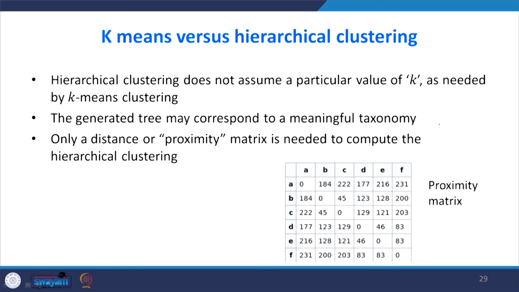Hierarchical clustering does not assume a particular value of k as needed by K-means clustering. The generated tree may correspond to a meaningful taxonomy. Only a distance or proximity matrix is needed to compute the hierarchical clustering. This is an example of a proximity matrix. See, between A and A, the distance is 0, proximity is 0. Between B and A, the distance is 184.